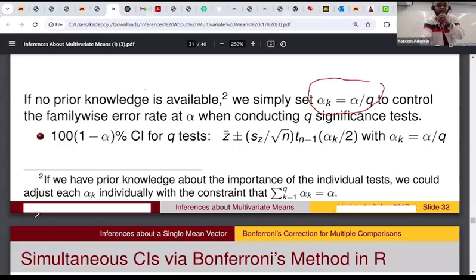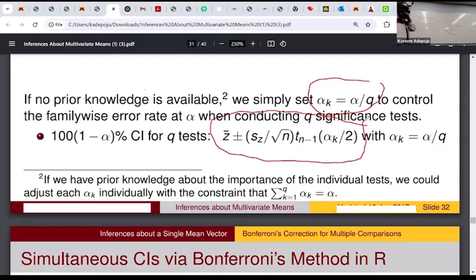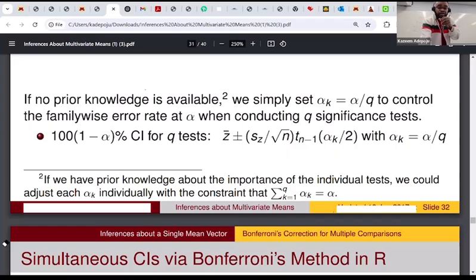Then after that, he incorporated this, please pay attention. If you take a look at this now, instead of using alpha, we're no longer using alpha. What are we using? We're using alpha K. Can you see alpha K? Alpha K is alpha divided by Q. What is Q? The number of confidence intervals or the number of significance tests. And if we have prior knowledge about the importance of individual tests, we could adjust each alpha K individually. After doing that, it may work, it may not work, depending on the data set.